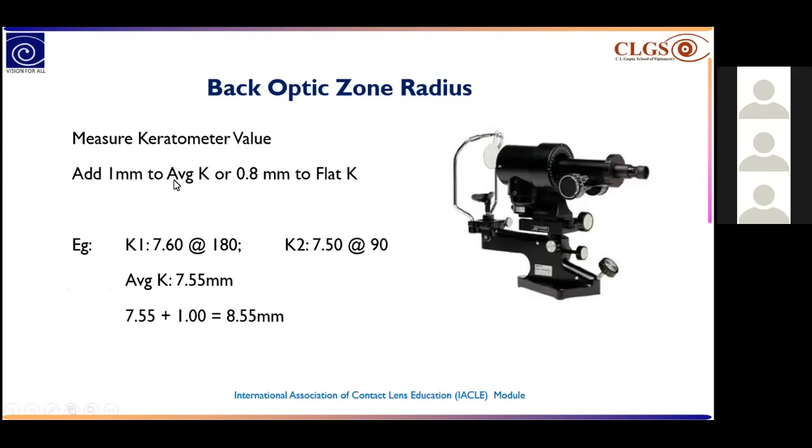Suppose if you are considering average K, then we have to add 1 mm to the average K, and 0.8 mm to the flat K. It means, for example, this is the K1 and K2 reading. So here we have considered average K. If you are considering average K, then we have to add 1 mm extra to that average K. That will be the base curve of the soft contact lens.